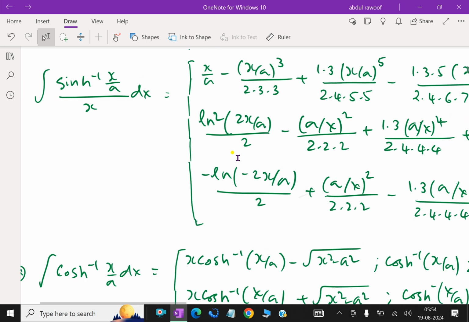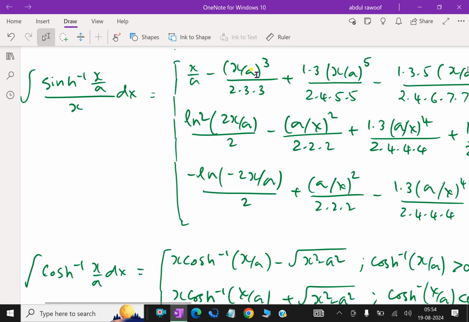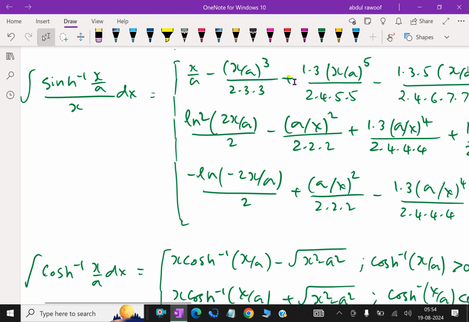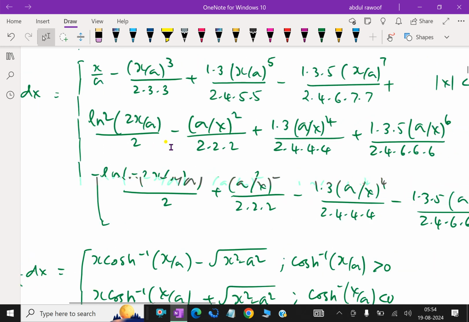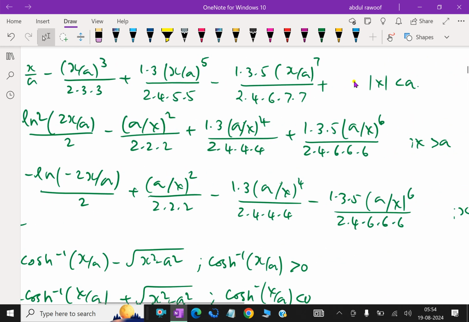Look at here. First one: x/a minus (x/a) cubed by 2 into 3 into 3, plus 1 into 3 (x/a) to the power 5, the powers are odd numbers, minus, also here the sign is alternately changing, 1 into 3 into 5 of (x/a) to the power 7 divided by 2 into 4 into 6 into 7 into 7, and it continues. The condition for this is that the modulus of x is less than a.